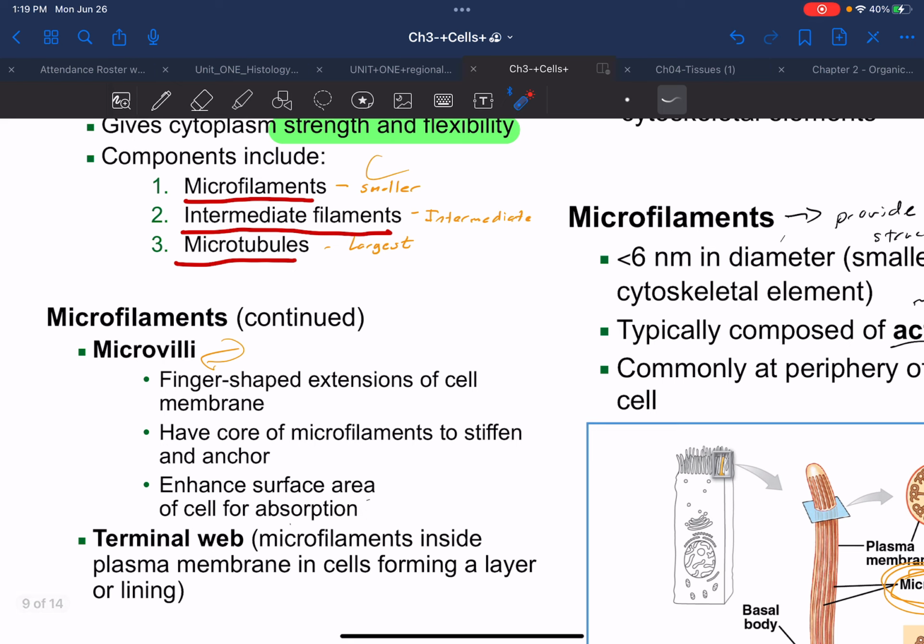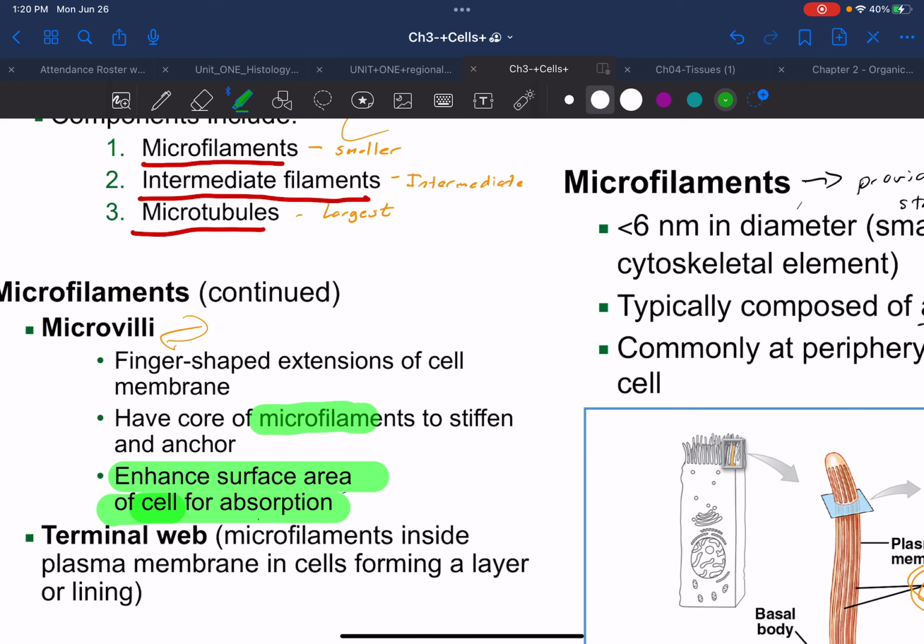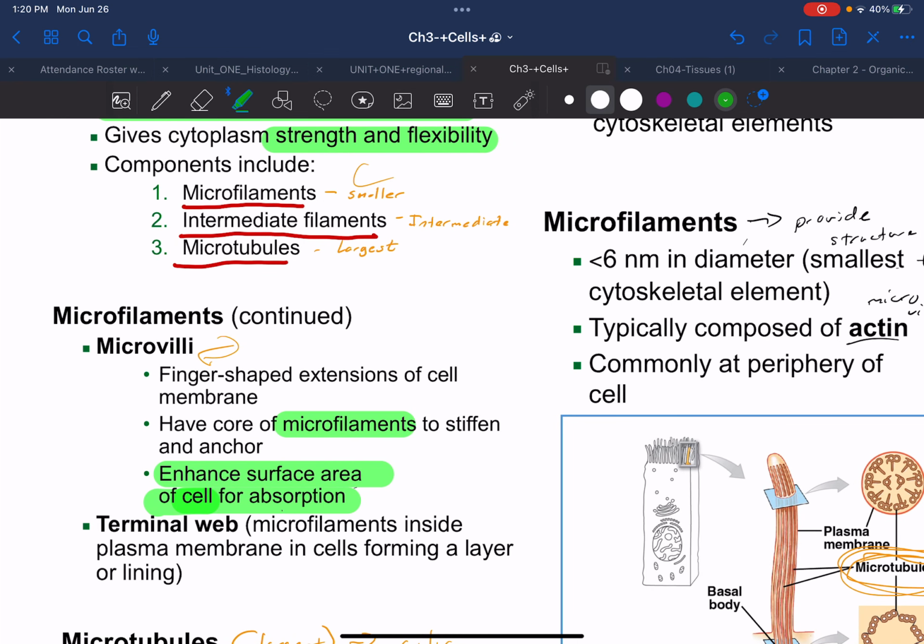Starting with our microvilli, these are the famous microvilli we keep talking about in lab. They're always characterized as finger-shaped extensions. Their main purpose is to absorb on the surface of cells. And they are made out of microfilaments. Let the micro remind you of that.